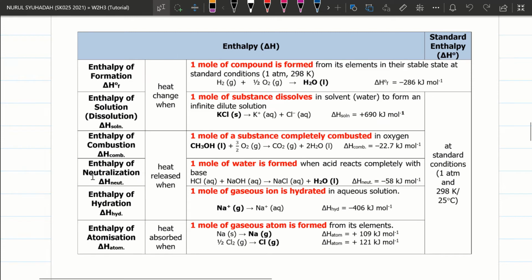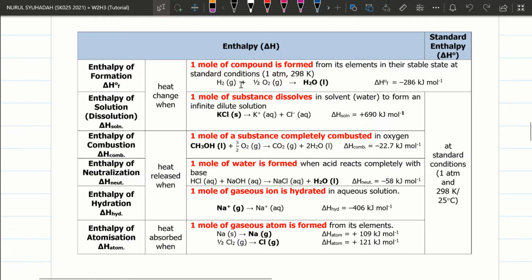This is the same as your notes, where we have here 6 different enthalpies, and I already divided the enthalpies so that it will be easy for you to memorize them. When stating the definition of enthalpy, first you need to have the name and then the heat, either heat change, heat release, or heat absorbed. This must be very specific because the heat change, either release or absorb, will be shown in the thermochemical equation.